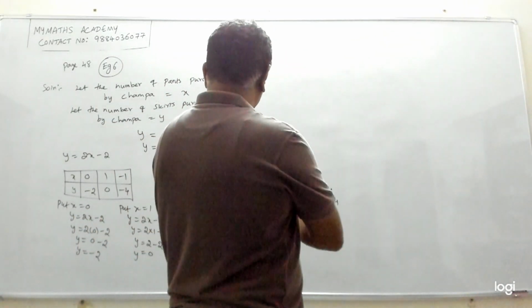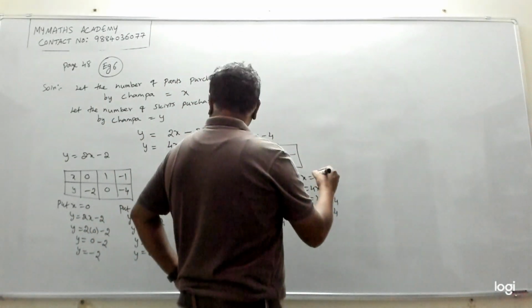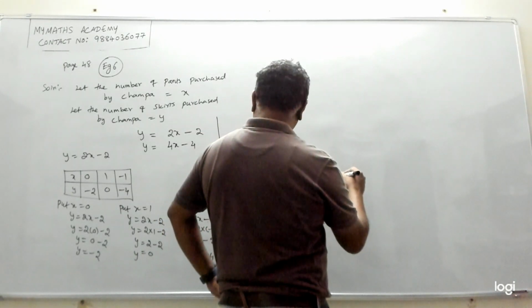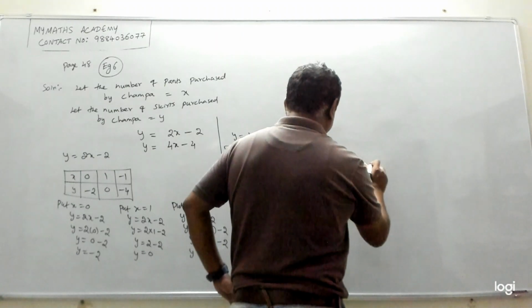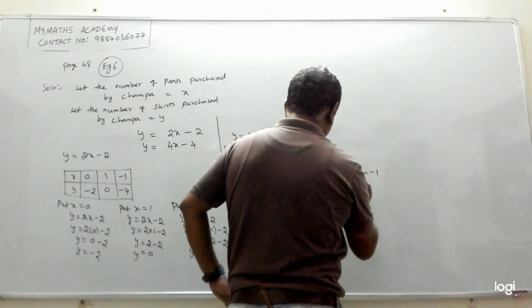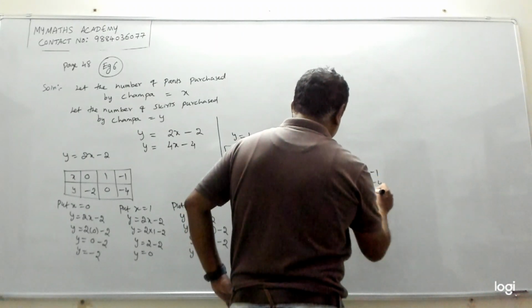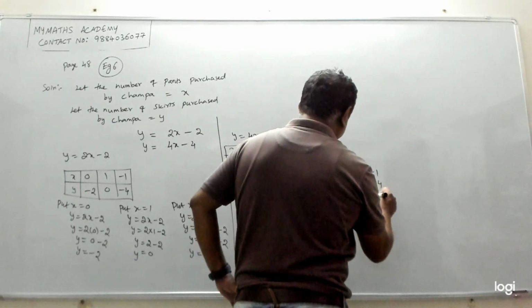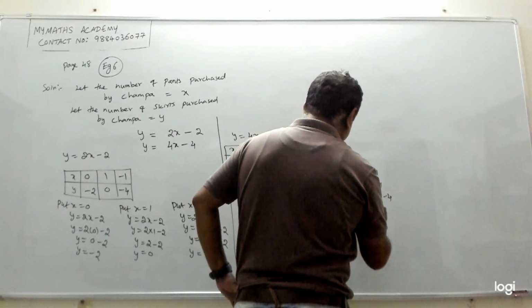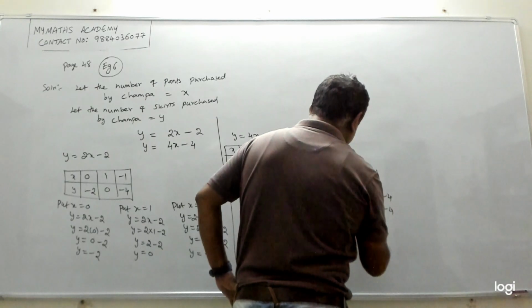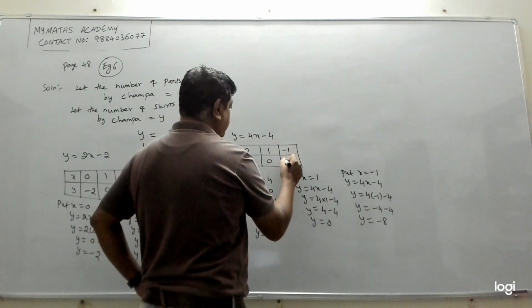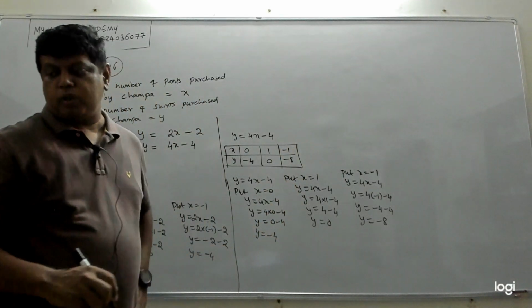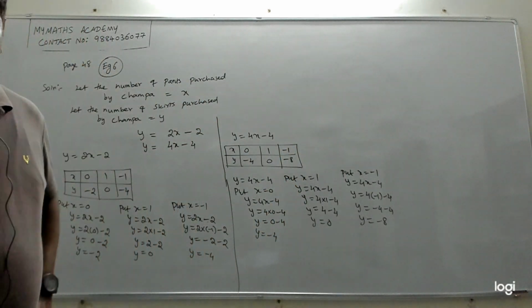Next one is we'll put x is equal to minus 1. Then what is our y? Y is equal to 4x minus 4. So y becomes 4 into minus 1 minus 4. Y is equal to minus 4 minus 4. So y is minus 8. So when I put x as minus 1, my y is minus 8. So we need to draw the graph for this.